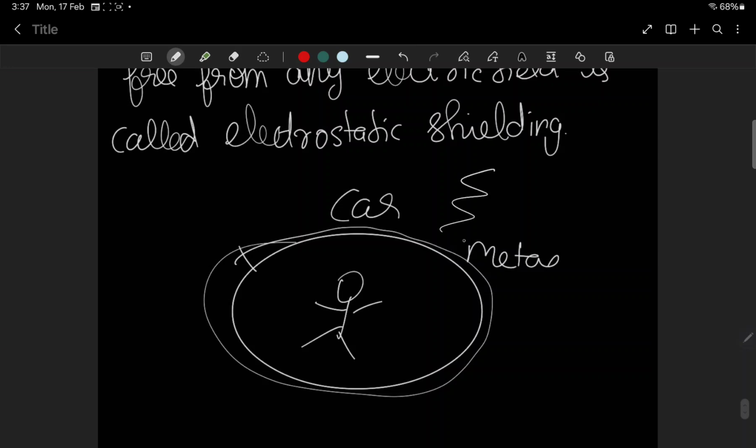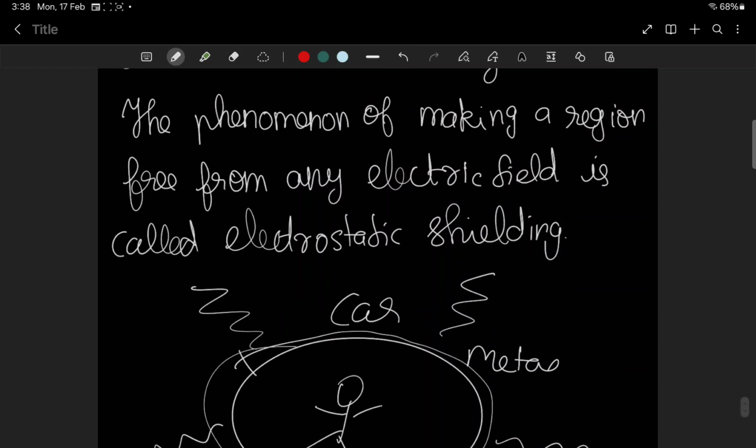Lightning strikes your car also, but nothing happens to you. You are safe inside. The reason is that the car is metal, a conductor, so you are really inside a conductor, like inside a hollow cylinder or a hollow sphere. Inside a hollow cylinder or sphere, the field is 0. That property of a conducting material protects you from the thunderstorm. So understand that electrostatic shielding is the phenomenon of making a region free from any electric field.